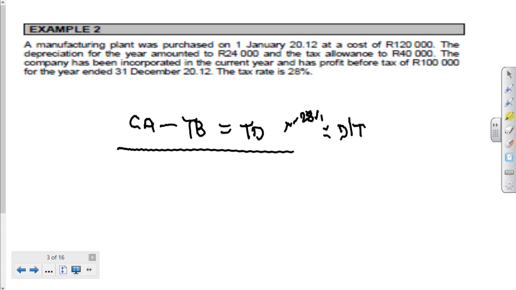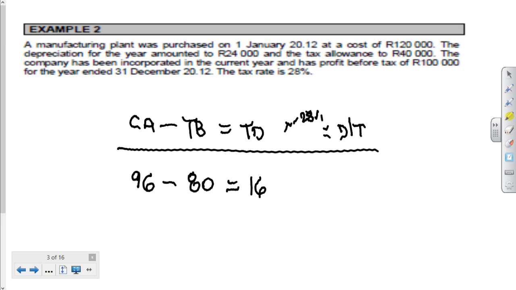So, carrying amount. Plant was bought for 120, depreciation of 24, carrying amount 96. All agree? 96. Tax base. Cost was 120. I've been given allowances of 40. So the remaining allowances are 80. Remember, tax base of an asset is the future deductions on that asset. It's the wear and tear that's going to be allowed in future. I land up with a 16.